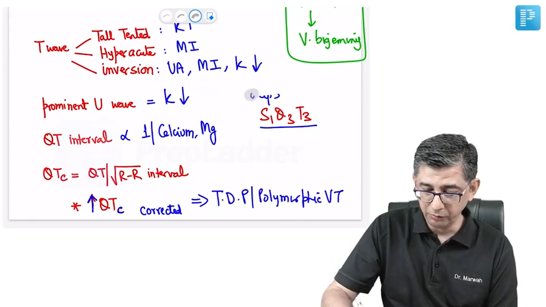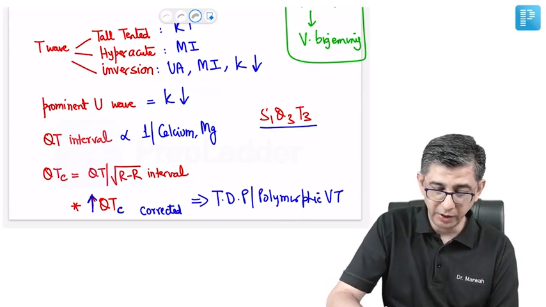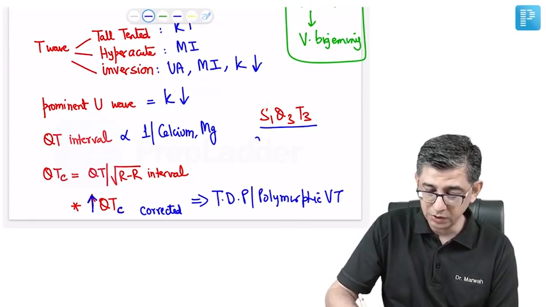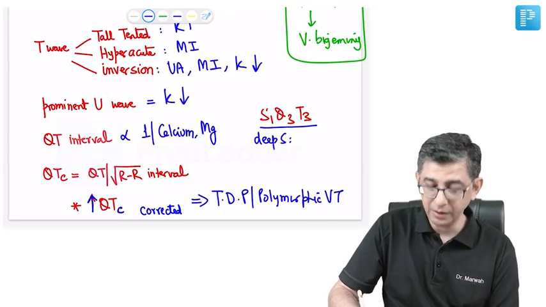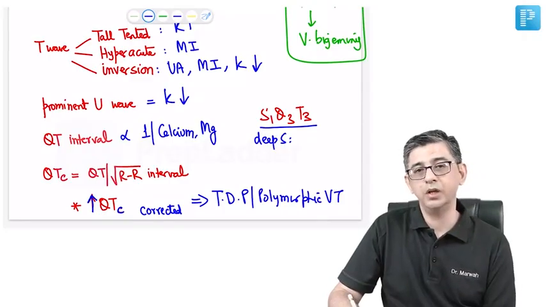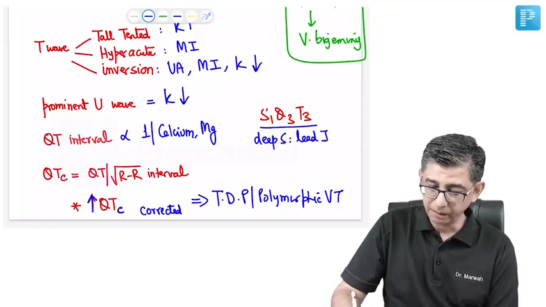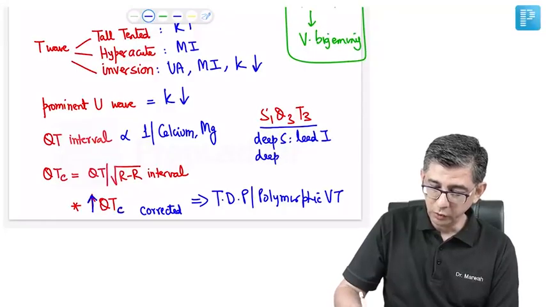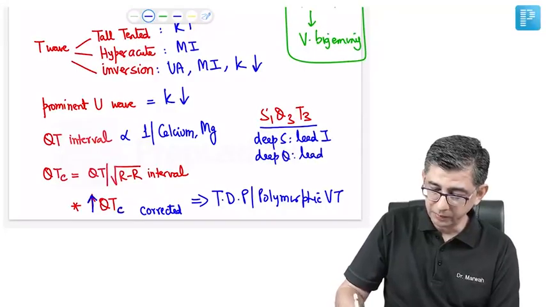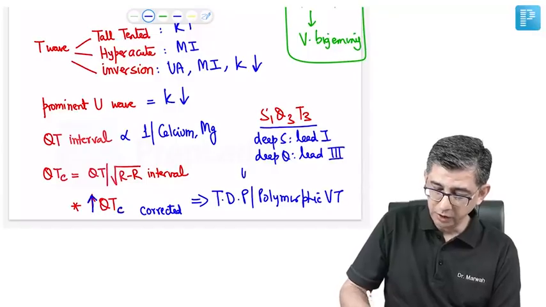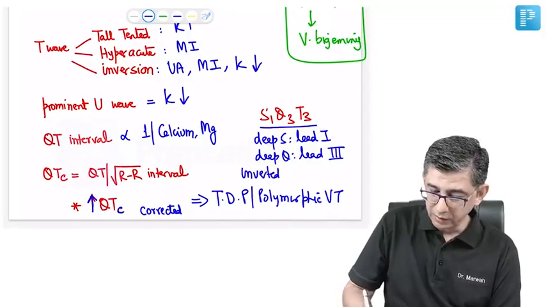In fact, the reason an examiner can ask you this is because of the name: S1, Q3, T3. So there would be deep S in lead 1. Then there would be deep Q waves in lead 3. And there would be inverted T waves, again in lead number 3.